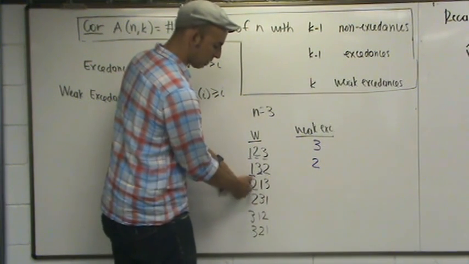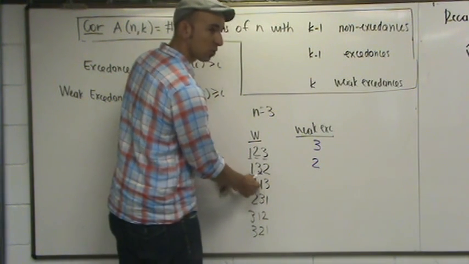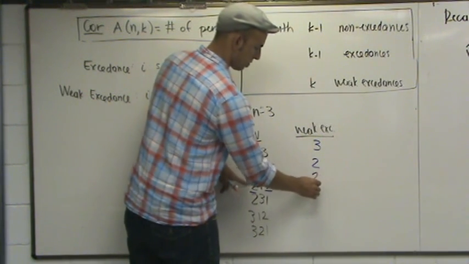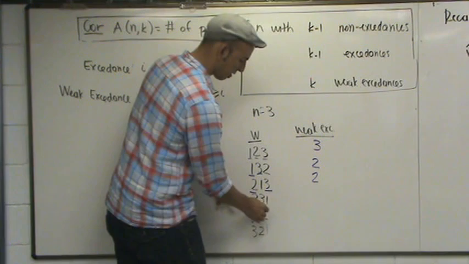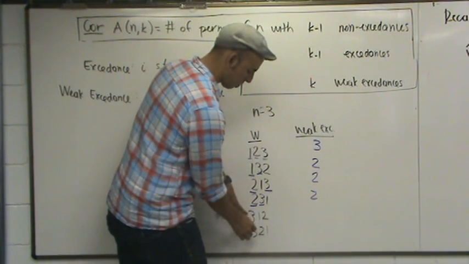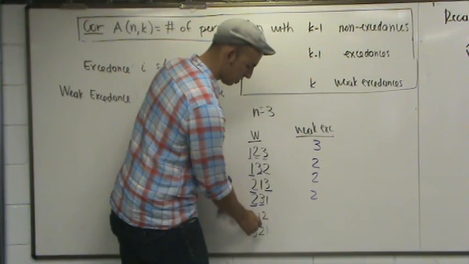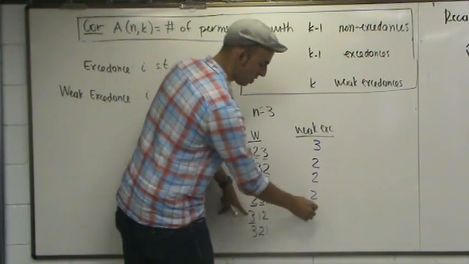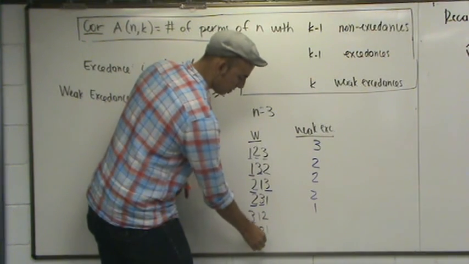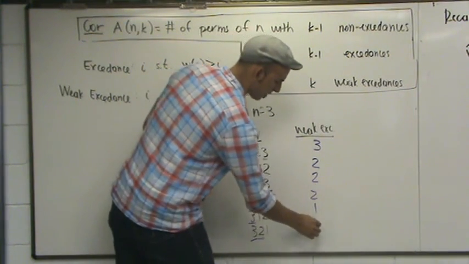Here, is this bigger than or equal to 1? Yes. Bigger than or equal to 2? No. Bigger than or equal to 3? Yes. Bigger than or equal to 1? Bigger than or equal to 2? No. So I get 2. Bigger than or equal to 1? Bigger than or equal to 2? No. Bigger than or equal to 3? No. And here, bigger than or equal to 1? Yes. To 2? Yes. To 3? No. So I get 2.